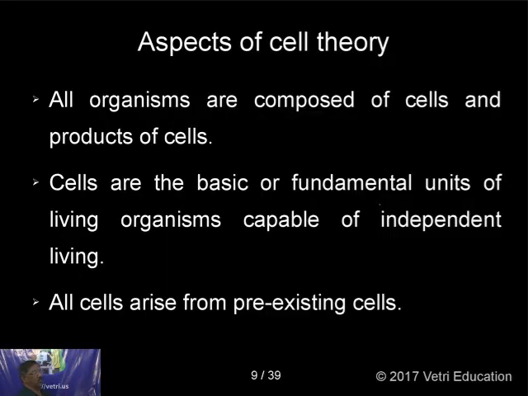What are the aspects of cell theory? Among these we have only the important aspects. It may be very big. The very important things are: all organisms are composed of cells and products of cells. Cells are the basic and fundamental units of living organisms, capable of independent living. All cells arise from pre-existing cells.